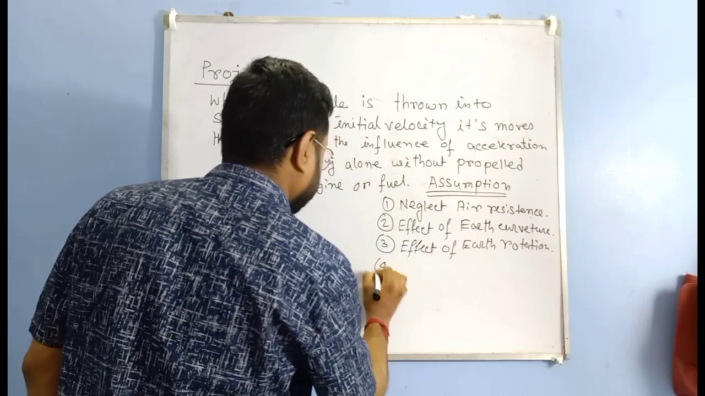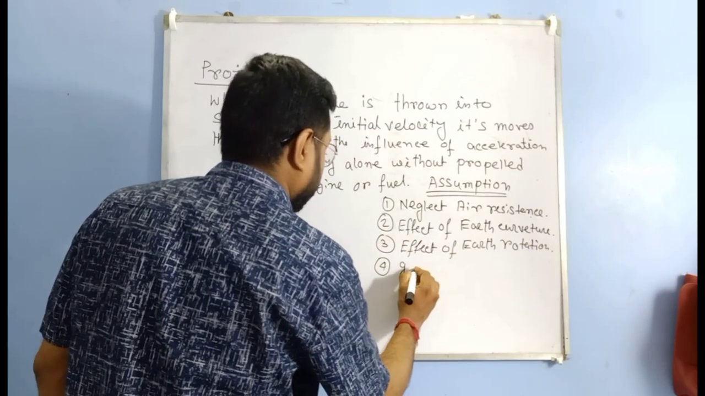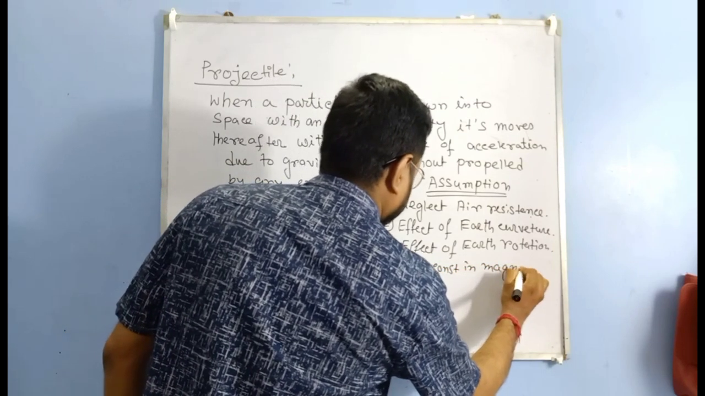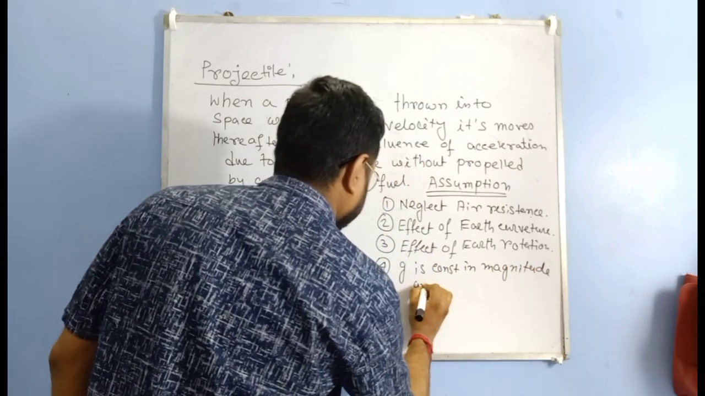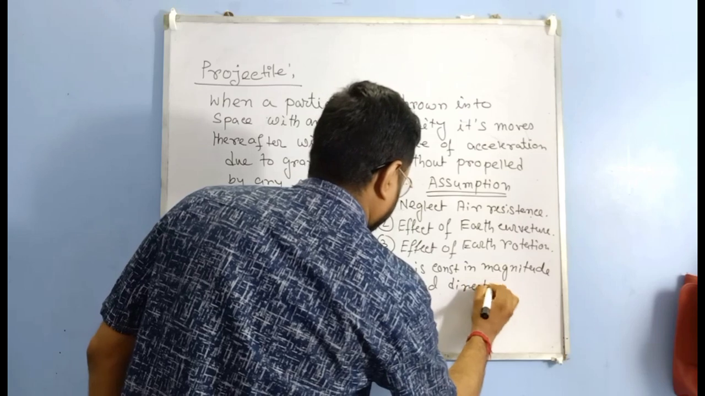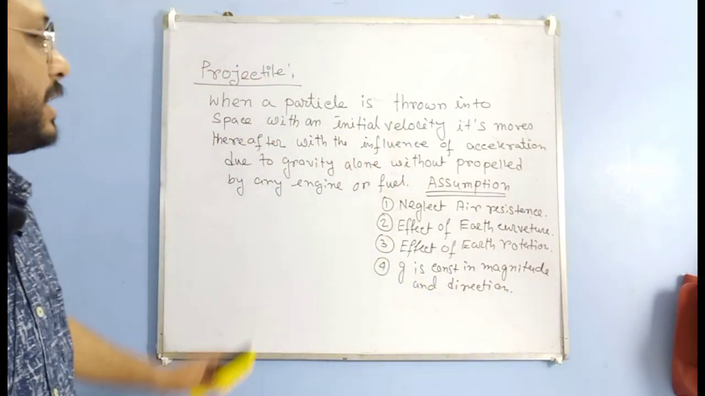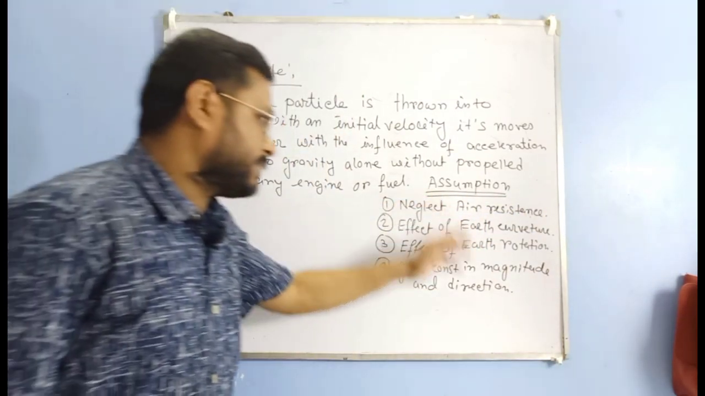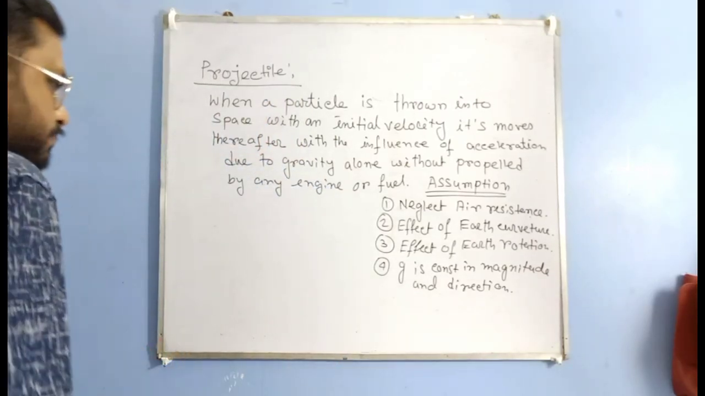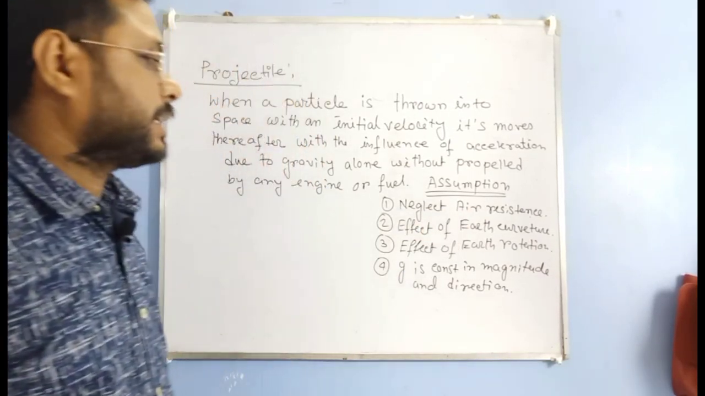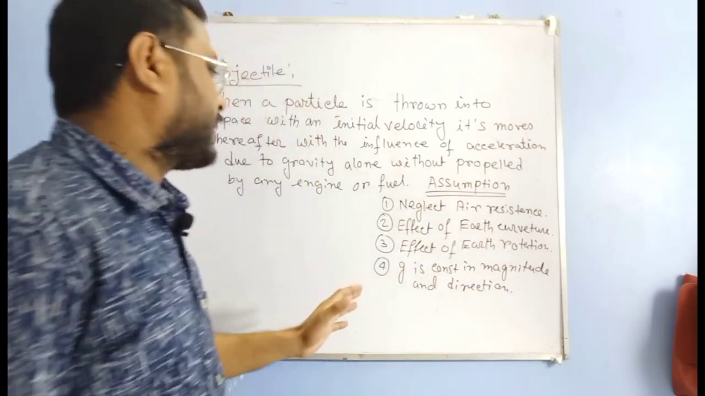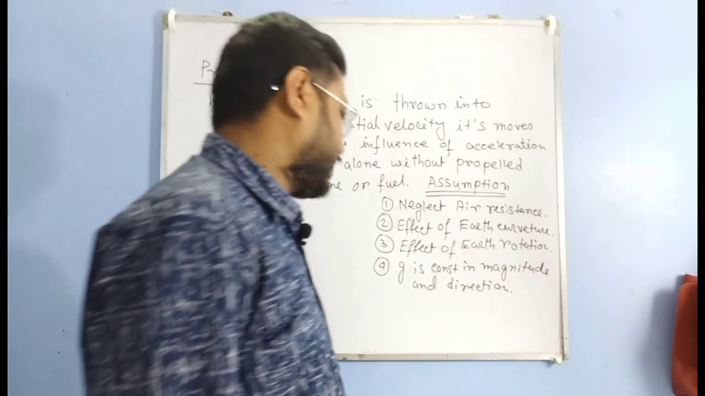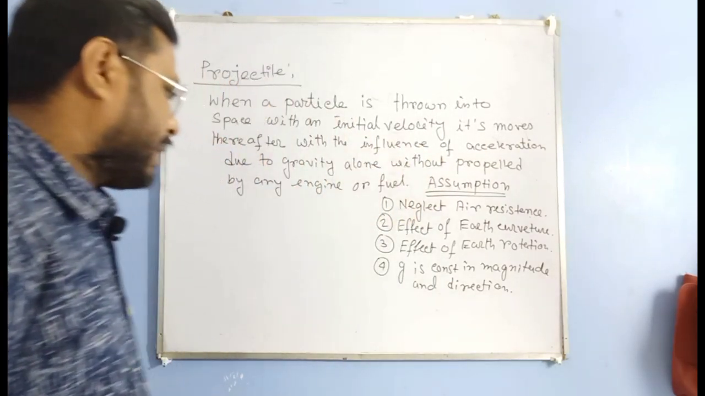And number four, the value of g is constant in magnitude and direction. So, we have learned the definition of projectile and, in the case of horizontal projectile motion, the assumptions: neglect air resistance, neglect the effect of earth curvature and earth rotation, and the gravitational constant g is 9.8 meter per second squared, or 10 in some special cases, with constant direction.